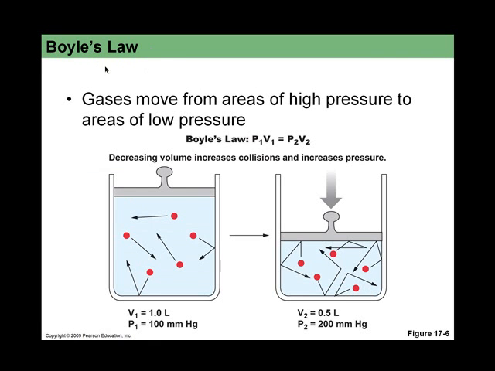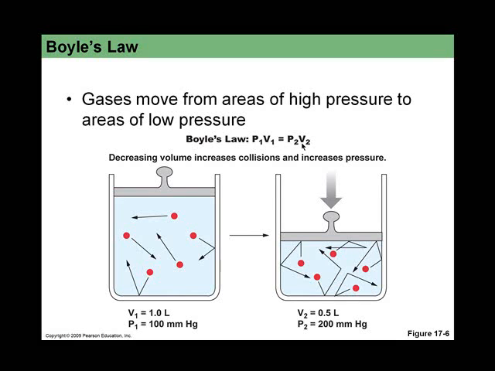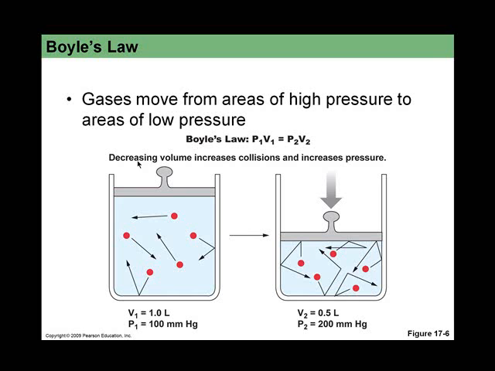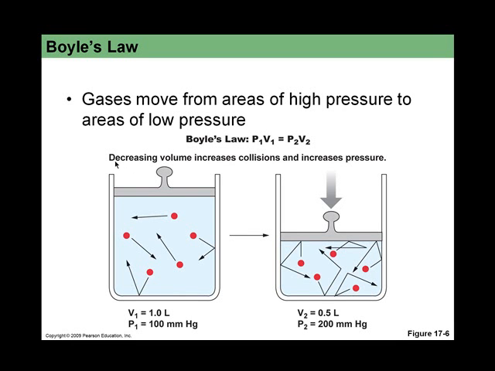Now let's consider Boyle's law. Gases move from areas of high pressure to areas of low pressure. Boyle's law is that P1V1 equals P2V2. So you should immediately in your brain be able to say that P1 over P2 equals V2 over V1. That algebraic manipulation should occur automatically for you.